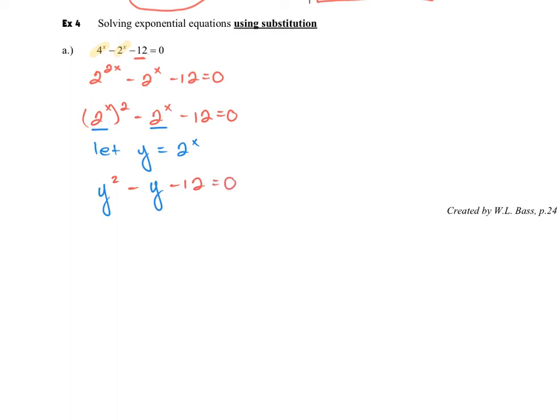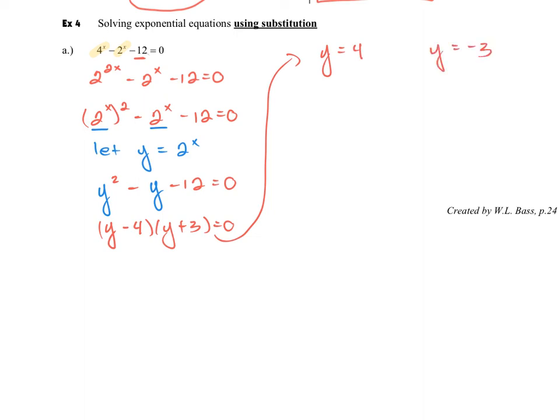Now, what I can see here is that this is just going to simply factor for me. So I can say y minus 4 and y plus 3 certainly gets me that. And that tells me then that y equals 4 and y equals a negative 3. Of course, our problem didn't start with a y. Our problem started with an x. So we're going to back substitute now. So y was actually equal to 2 to the x. So 2 to the x equals 4, and 2 to the x equals a negative 3.